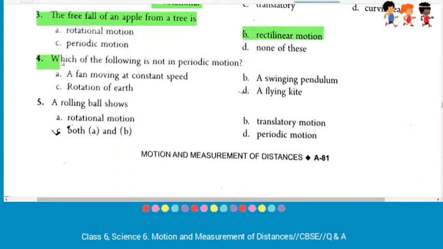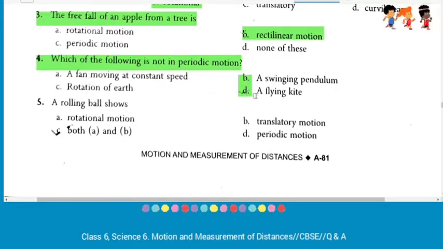Fourth question, which of the following is not a periodic motion? A fan moving at constant speed, a swinging pendulum, rotation of earth, a flying kite. Answer is D, flying kite. Flying kite is not a periodic motion.